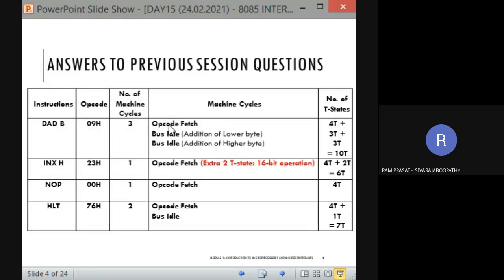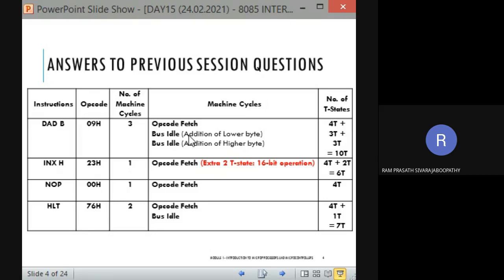Kindly take a screenshot. It fetches the opcode and decodes it during the first machine cycle. That means opcode fetch. At the T4 state of opcode fetch, the CPU knows what operation it has to do. As it is a 16-bit addition, it takes some time to execute, even though the operands are internal, so that the operation can be completed. During that time, the buses of the 8085 will be idle. That we call the bus idle machine cycle.